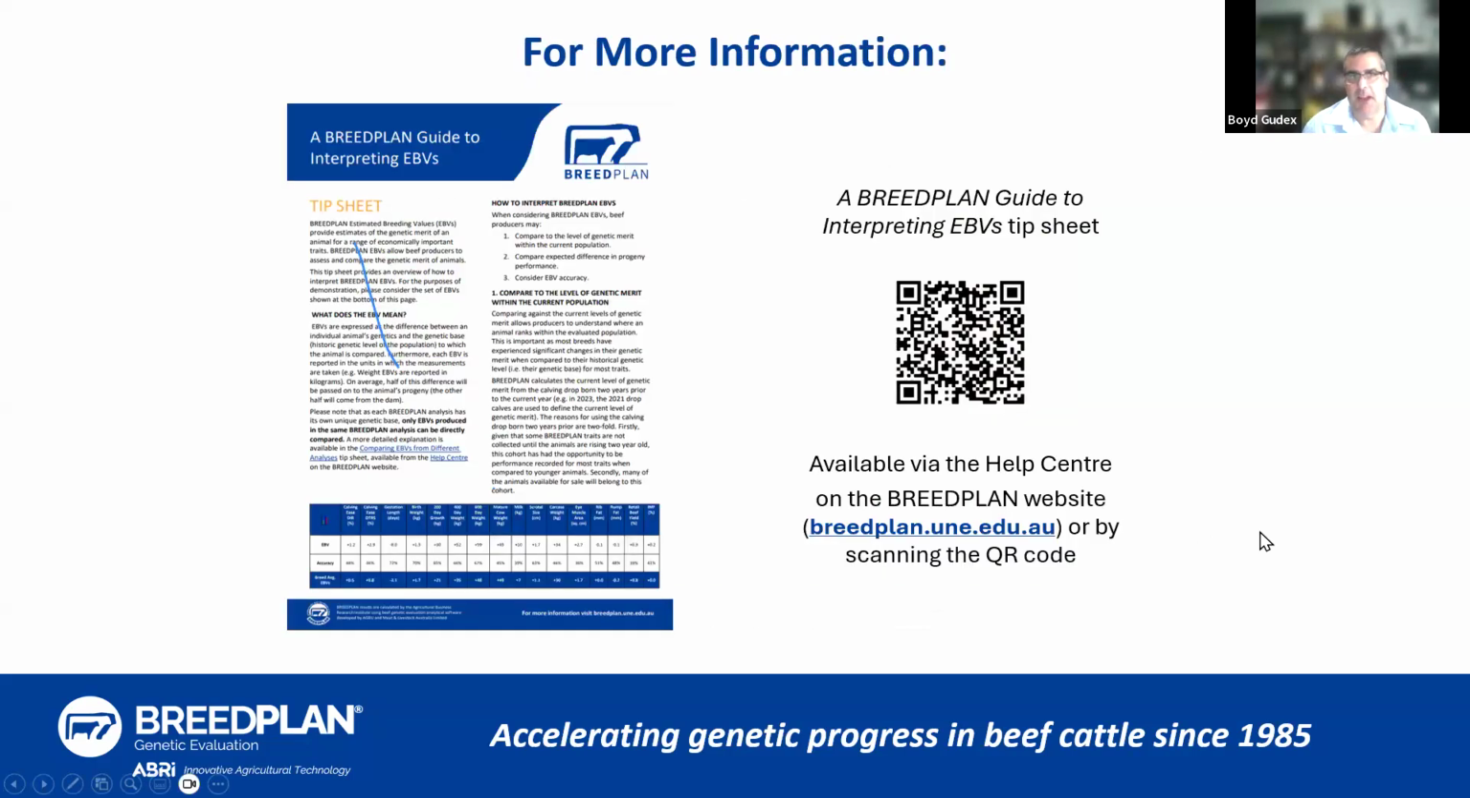So for more information on interpreting EBVs, we do have an interpreting EBVs tip sheet available on the BREEDPLAN website, and there's a QR code on the screen there that you can use to find it. And I believe Catriona will be able to show you some of this later on.